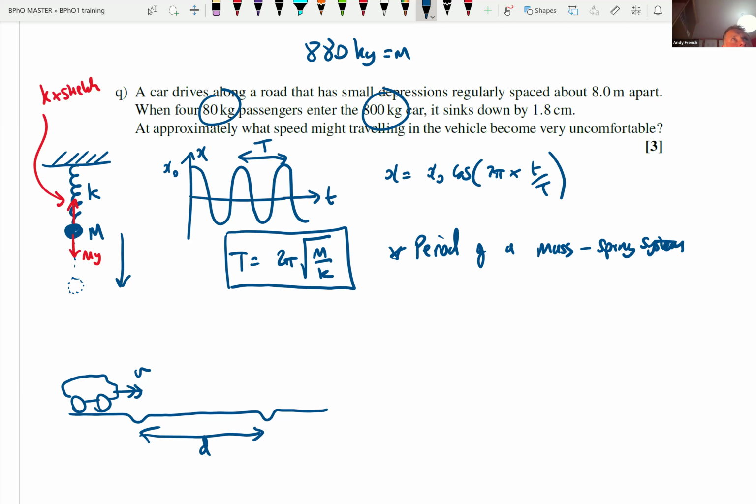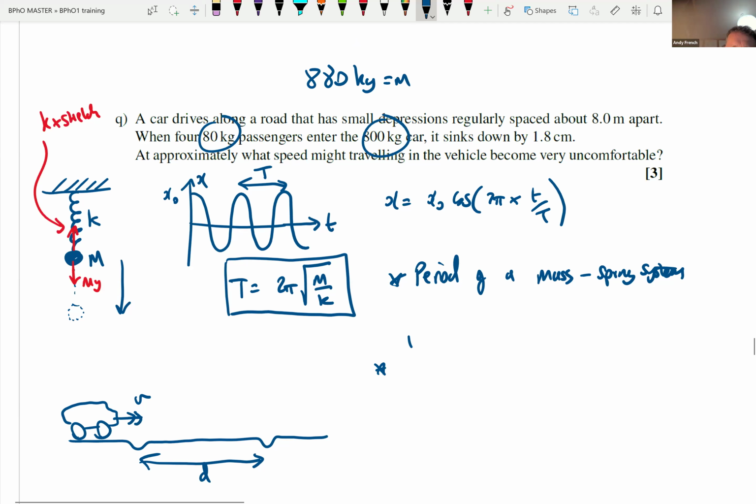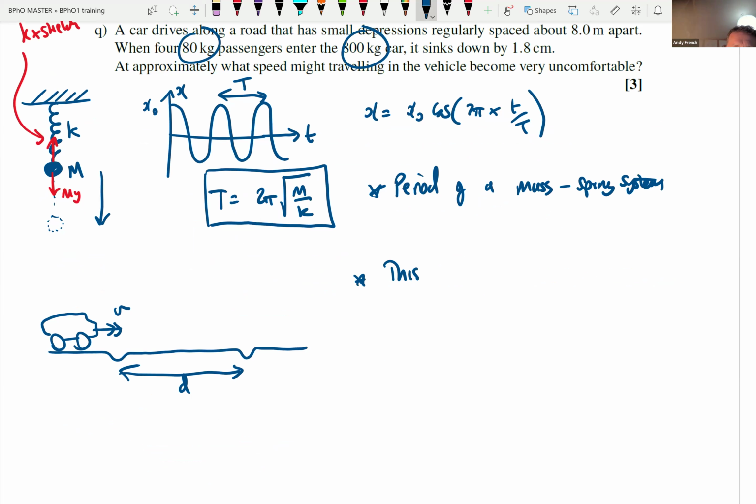So this is a resonance problem. This is what I've stated here. I've got some facts about the period of a mass spring system. How does that link to what we're talking about? I think this is a resonance problem. Now, can someone define for me in the chat what resonance means? What do you think it means?